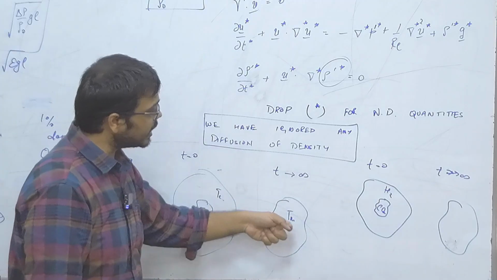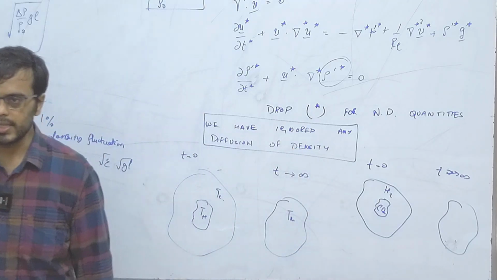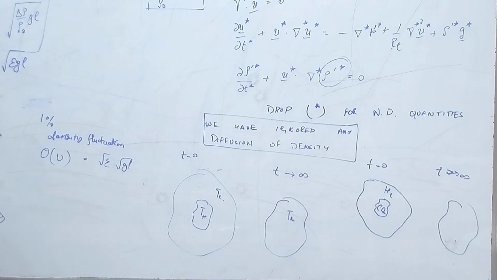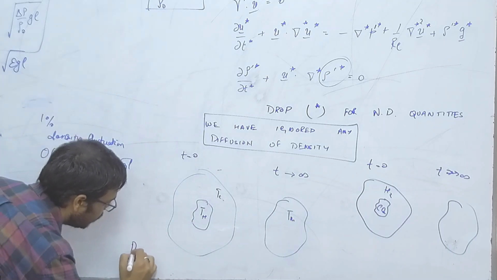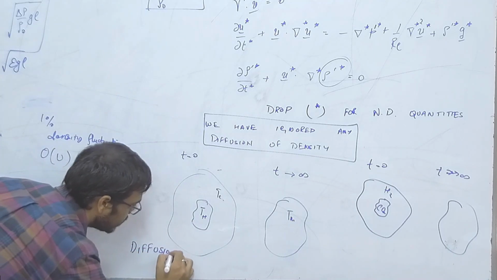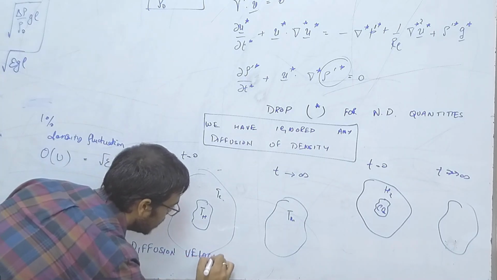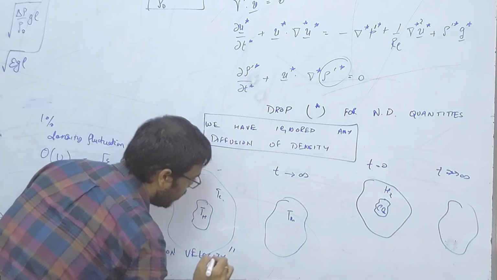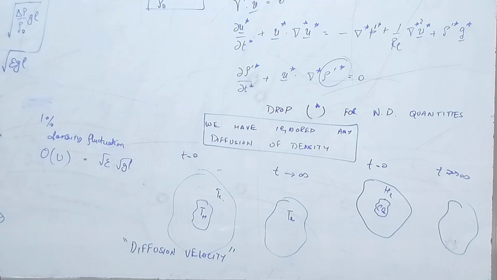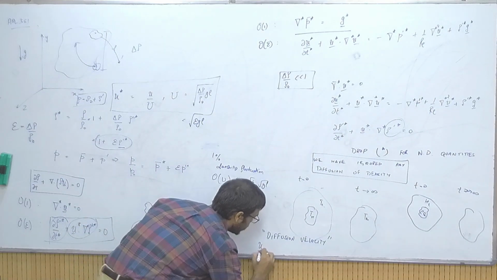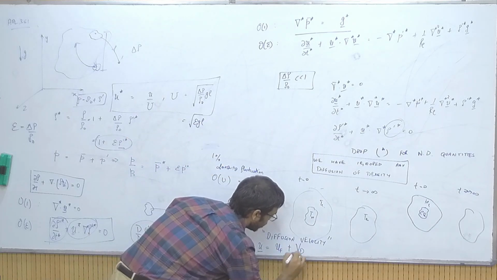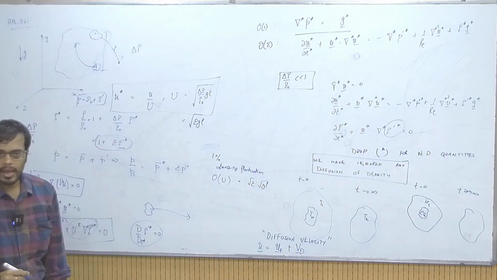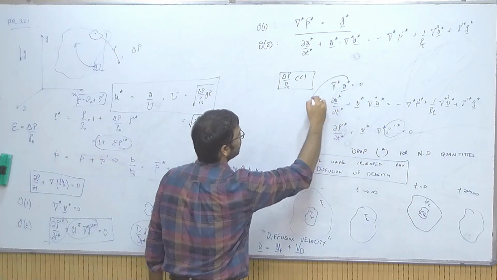We have ignored this kind of diffusion so far in our analysis, and the impact of this diffusion is actually to have a diffusion velocity. There is a diffusion velocity concept where there is a velocity due to the flow, but the total velocity you say is this flow velocity plus some diffusion velocity. And this flow velocity is what we have been considering so far.